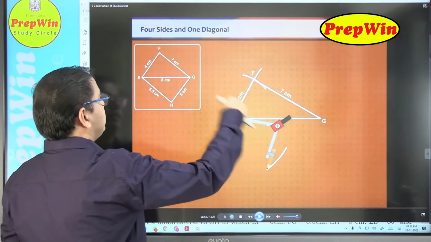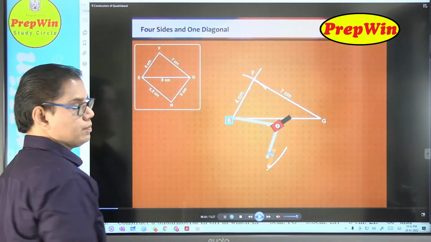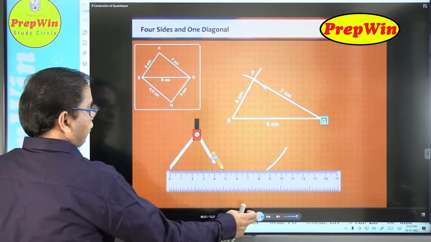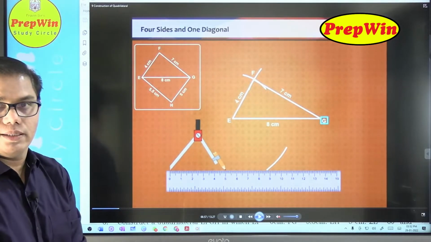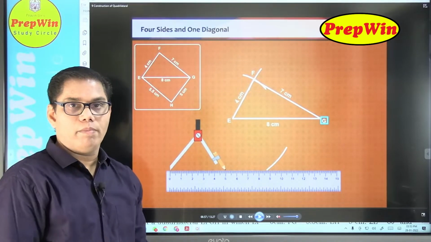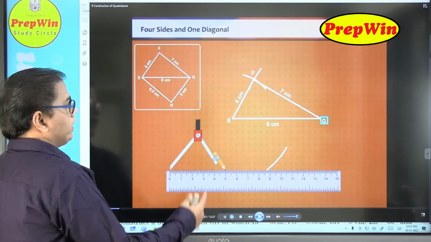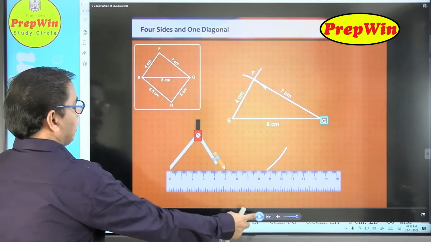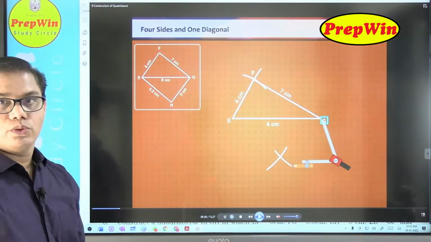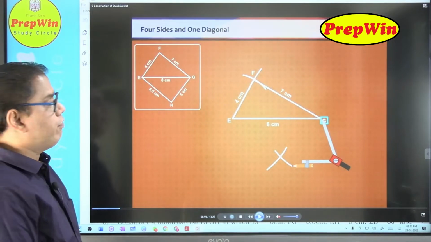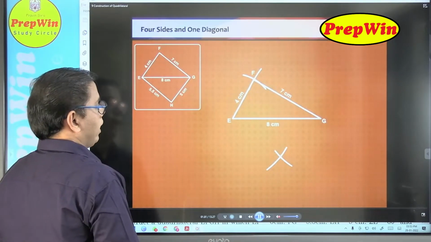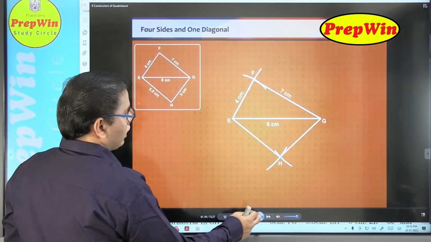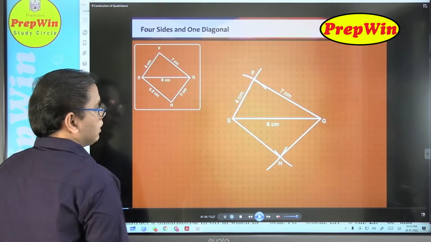H is below EG. So here. Okay, GH is 5 centimeter. So first take 5 centimeter on your compass like this. The distance between pointer and pencil is 5 centimeter. The pointer will be shifted to G and we will cut the previously drawn arc. Something like this. So here we have our fourth and final point. This is point H, and once you get H, you can draw EH and GH and your construction is completed.